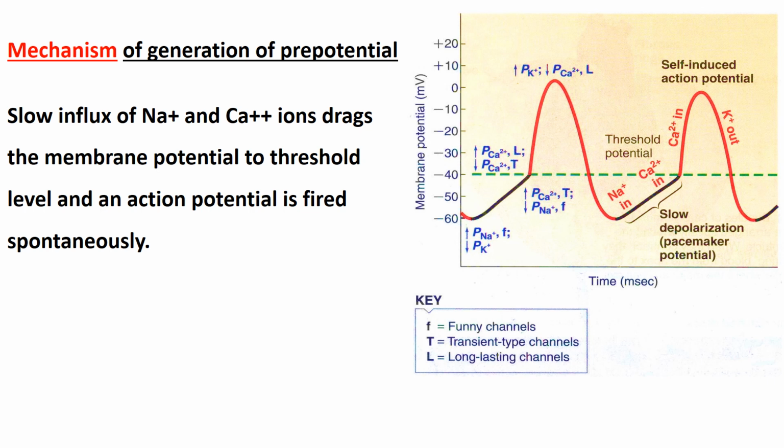So how is this prepotential generated? You need to know about certain ion channels, and first of all I will be showing you the ion channels responsible for the action potential of the SA node. What are they doing, what is happening, and what are the voltages at which these ion channels are opening or closing? Do you remember the ion channels of the skeletal muscle responsible for the action potential?